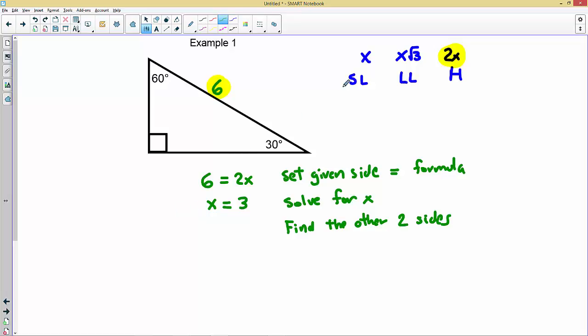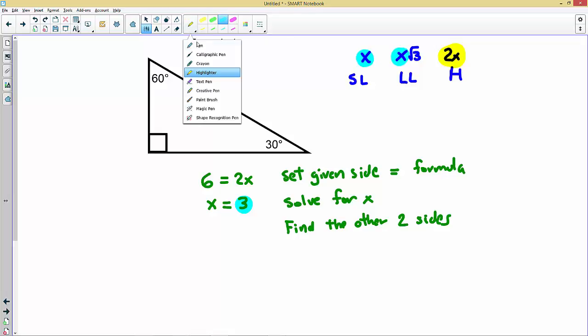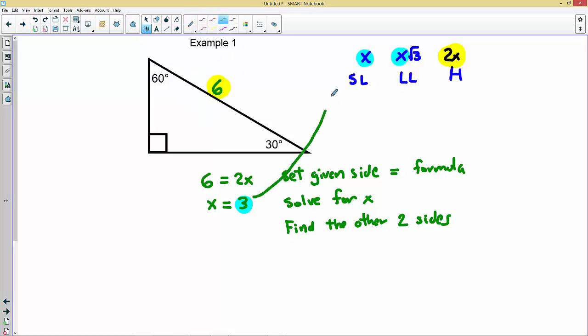Okay, well, if x equals 3, we just take this 3. Let me use a highlighter. We just take this 3 and we plug it in right here. And we plug it in right there, right? We just plug it in. So we take this 3 and we plug it in here, and that's 3. And we also take that 3 and we plug it in here. That's 3.